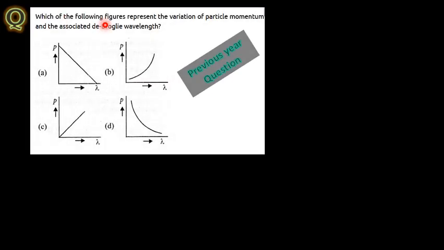Which of the following figures represents the variation of a particle's momentum associated with the de Broglie wavelength? See, in all the cases, wavelength has been given along the x-axis and momentum along the y-axis. Here it is the same concept as in the case of the de Broglie wavelength.